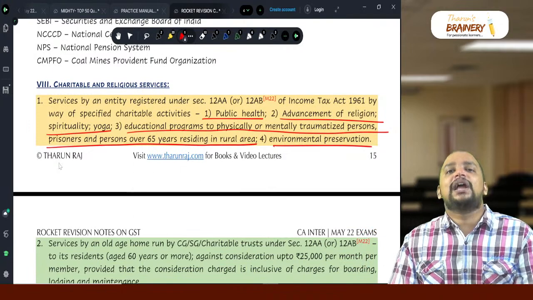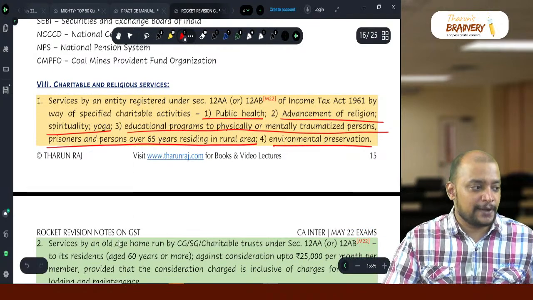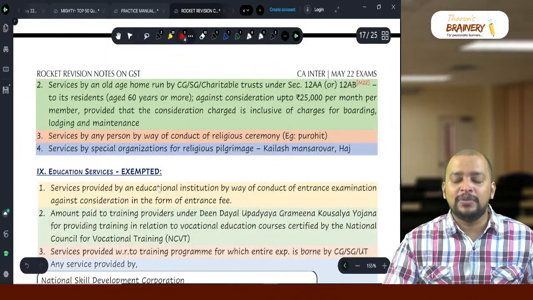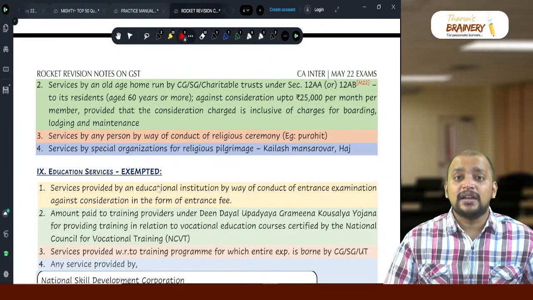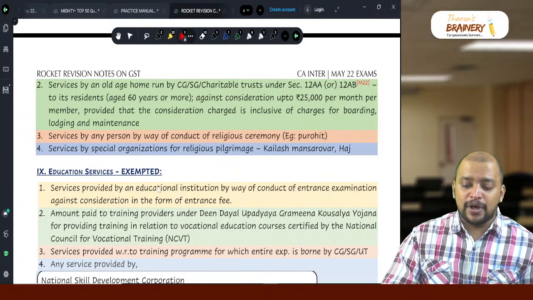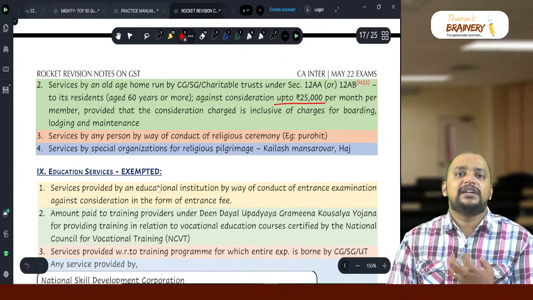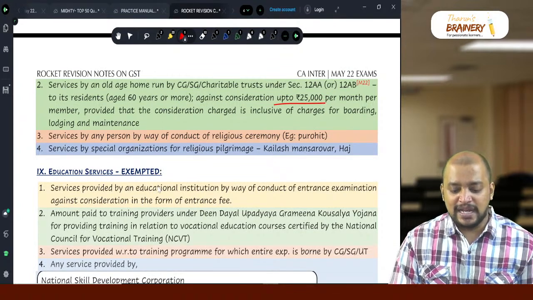For these charitable activities, if any amount is earned, then that is only exempted. Okay. Then next, services by old age home run by central government, state government or charitable trust, but only if the monthly amount collected is not more than 25,000. So monthly amount collected is not exceeding 25,000 per month per member, then it will be exempted.